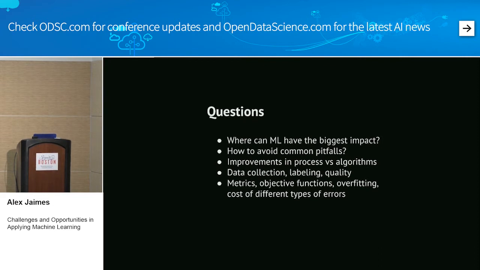And so paying a lot of attention to process versus getting stuck on the algorithms and performance of the algorithms is really, really critical. And then there are a lot of issues around data collection, labeling, quality. And these are pretty standard, but again, we often fail at these. And the smallest details are really, really critical. And that leads on to things like metrics, objective functions, overfitting, the cost of different types of errors.